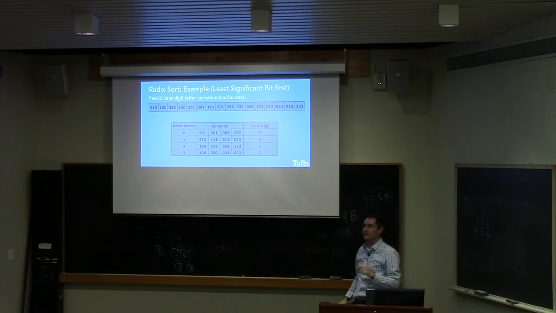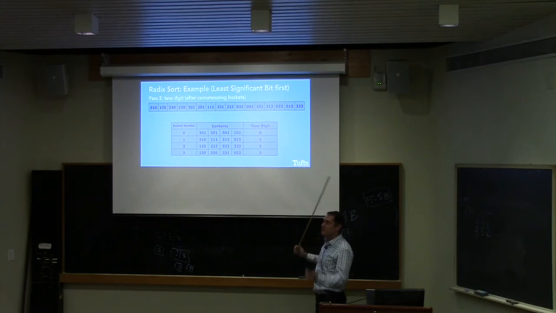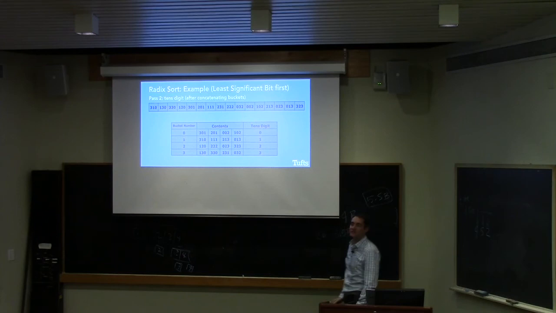Yeah? How do you know how to end a greatest sort? You have to know what your biggest one is. Okay. Like, you have to know which one your biggest number is. You have to either find max or, in the first pass, you find max. Right. I mean, you can do it on the first pass. Yeah, you have to know that. Yeah, good question.